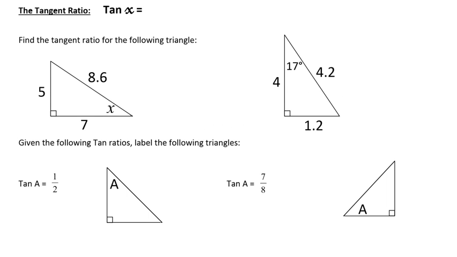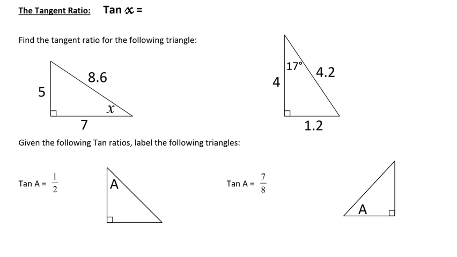So the tangent ratio is a mathematical expression that compares the angle of a triangle to two of the sides of that same triangle. We're going to talk a little bit later about what tan or tangent actually means. We'll just put a pin in that.